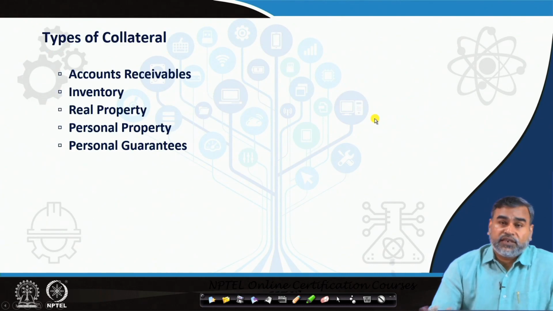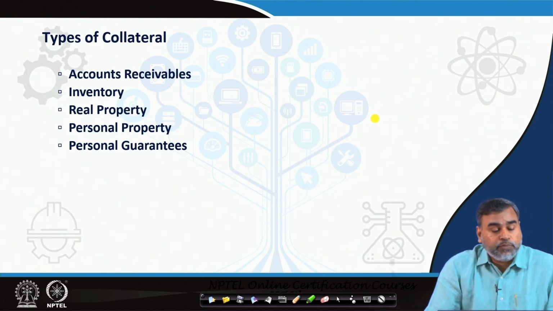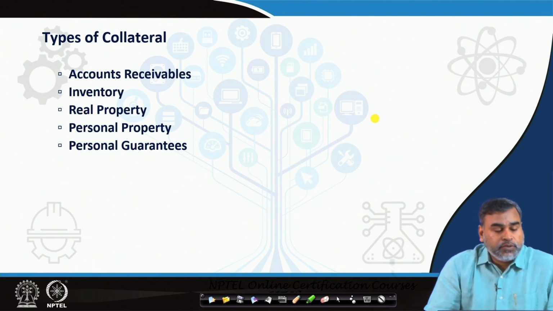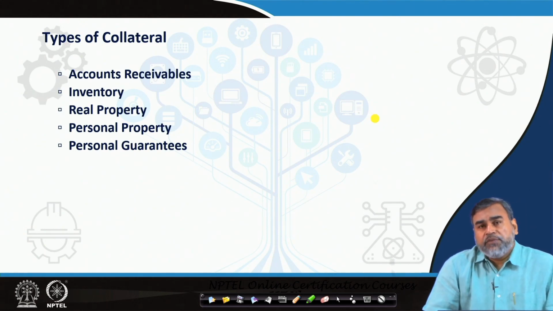What are the different collaterals that people or banks generally use? Accounts receivable can be used as collateral if it is a company. Inventories, what the company has. Real property, that is real estate, lands and all these things. Personal property, fixed assets, whatever your individual or the business units have in their own setup. Then guarantees, personal guarantees. There are many more, but these are some of the collaterals.